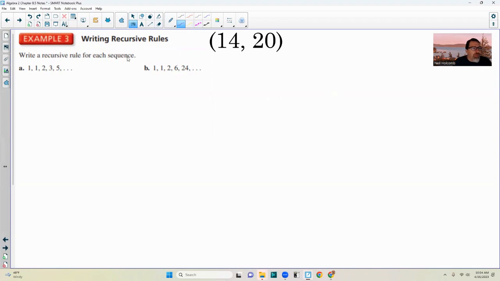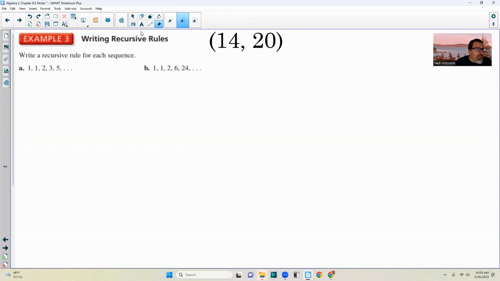So it says write a recursive rule for each sequence. So if I look at this, I say, okay, well, 1 plus 1 is 2. 1 plus 2 is 3. 2 plus 3 is 5. So what I'm saying is there is no common difference. 1 plus 1 is 2, but 2 plus 1 is 3, and 3 plus 2 is 5. So there's no common difference. And then when I take one term over the one before, 1 over 1 equals 1. But then the next one, 2 over 1 equals 2. So there is no common ratio either.